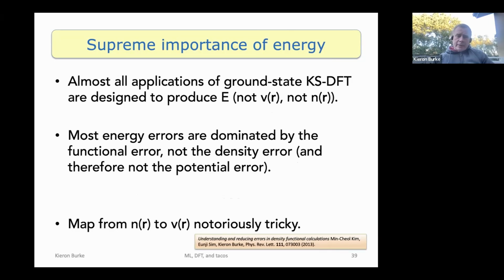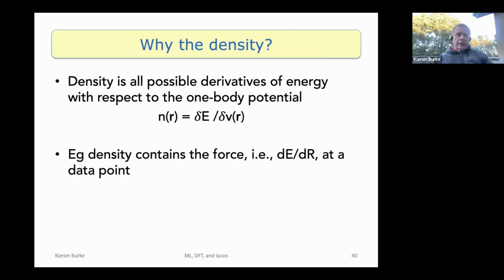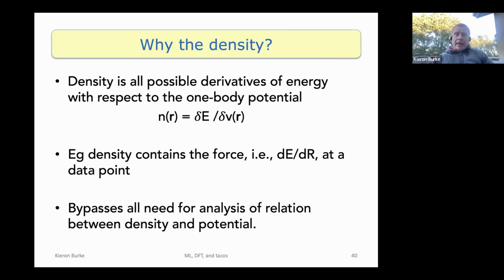And this map between densities and potentials is very tricky. So we don't try to approximate the potentials at all. And most we use the densities. So why the density? In fact, people sort of don't realize that it gives you all the derivatives of the energy with respect to the one body potential. And so, for example, it has all the forces and the polarizabilities and so forth. And by using the density, you don't even have to look at the potential.